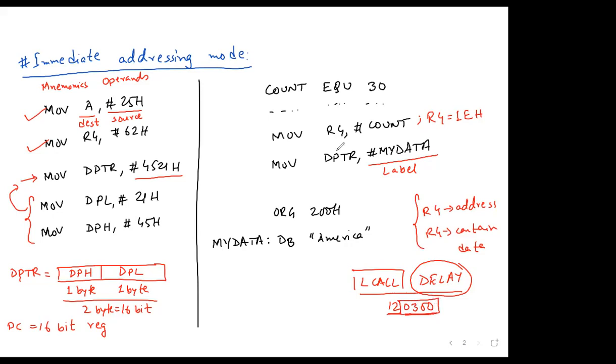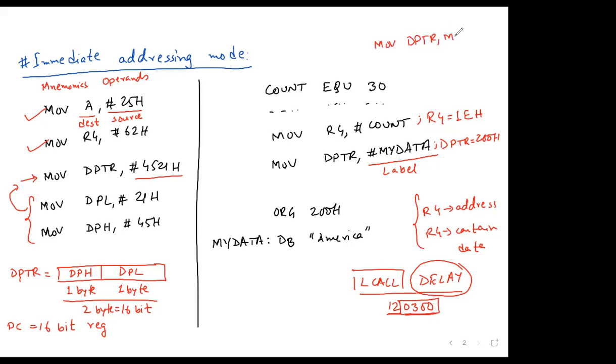After saying all this, if I ask you now move dptr comma hashtag my data, what will be the value in dptr? After this line, what will be the value in dptr? 200. Exactly, 200h.